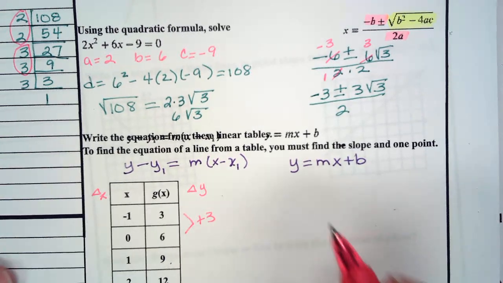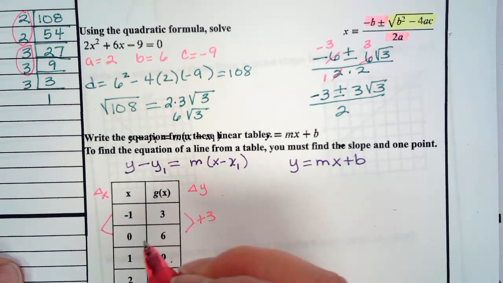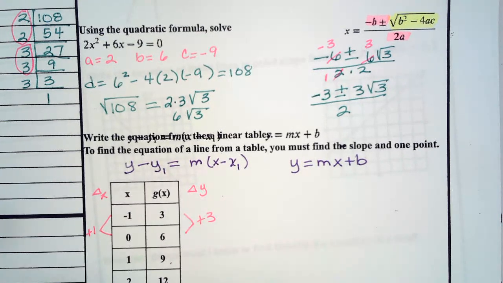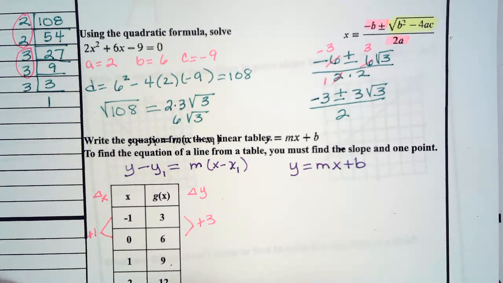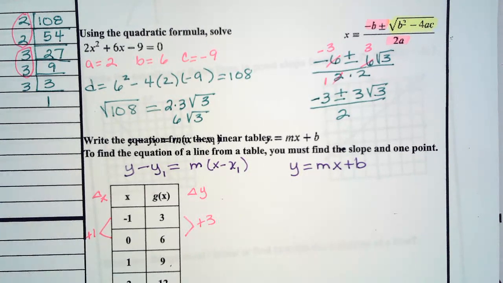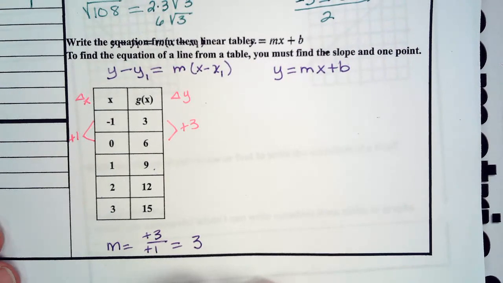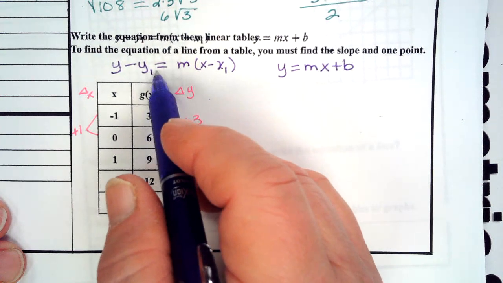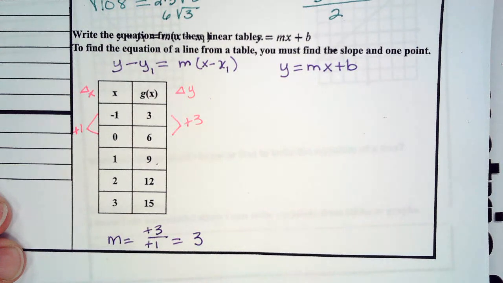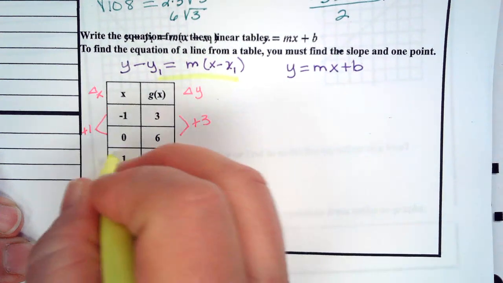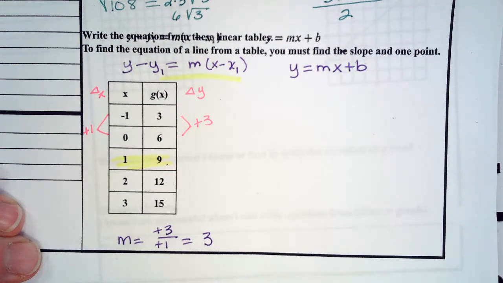On the other side, what do I add to negative 1 to get to 0? This is a positive 1. So my slope is 3. 3 divided by 1 is 3. So for the first one, I pick any of the points. It doesn't matter which points I pick. So for the first one, I am going to use the point 1 and 9.